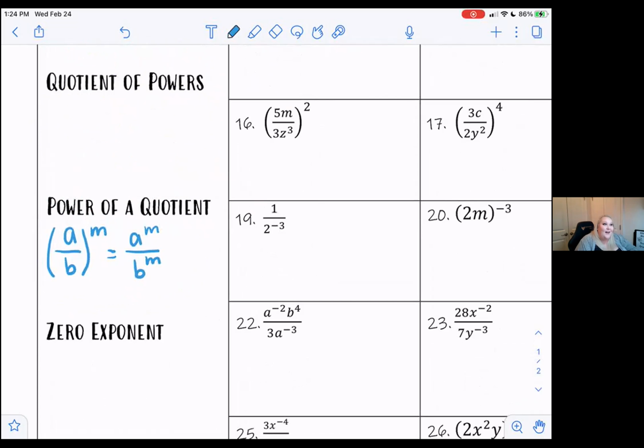And then the quotient of a power is when we have a to the m divided by a to the n. That's like subtracting, a to the m minus n, to get our final solution.